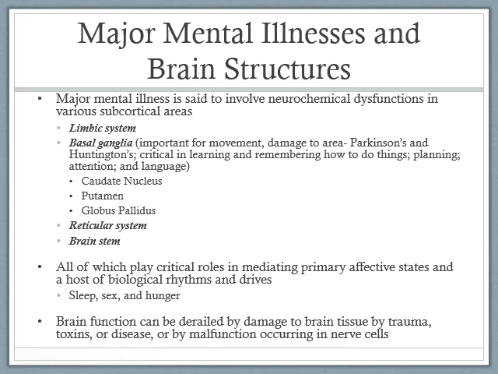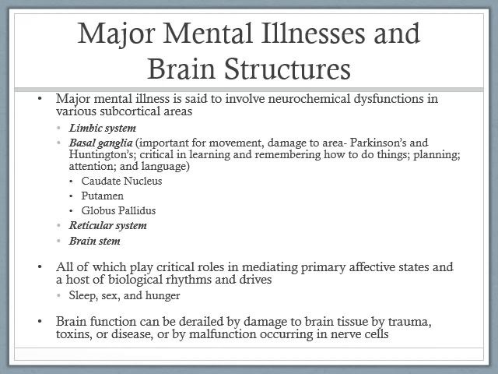Basal ganglia. This area is important for movement. Damage to this area results in Parkinson's and Huntington's. This area is critical in learning and remembering how to do things, planning, attention, and language. Structures that are contained within the basal ganglia are the caudate nucleus, the putamen, and the globus pallidus.